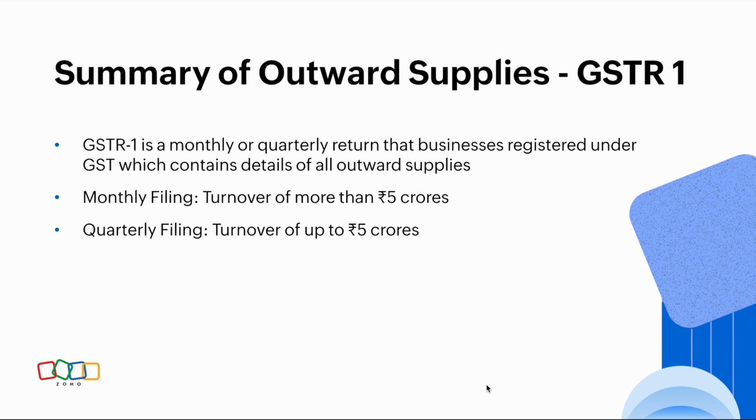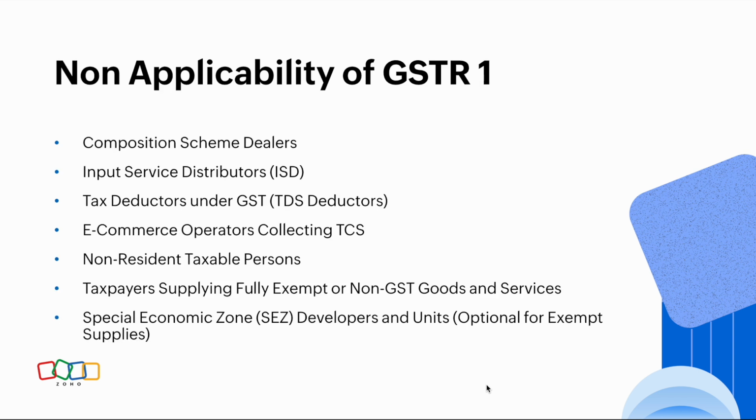If your business turnover is more than 5 crores, then you can opt for monthly filing, whereas if your business turnover is less than 5 crores, you can opt for quarterly filing. These are the list of businesses which are not applicable for GSTR1, and if your organization is one amongst them, then you're not applicable for filing GSTR1.